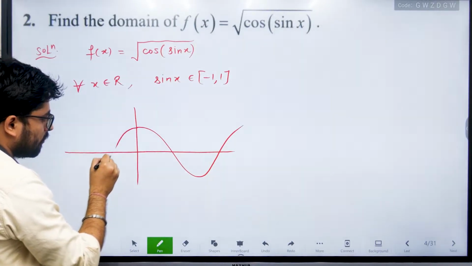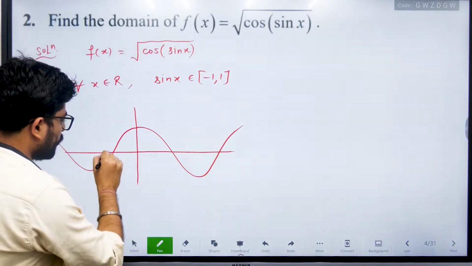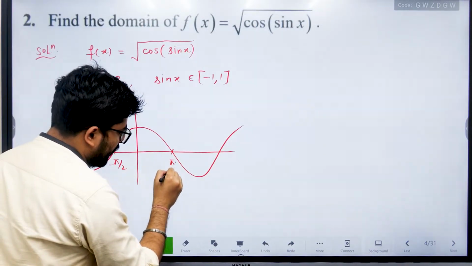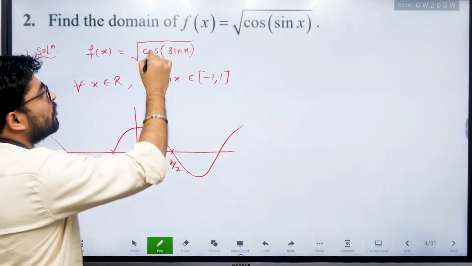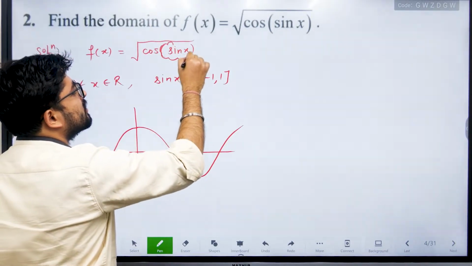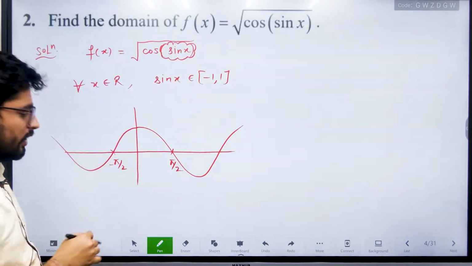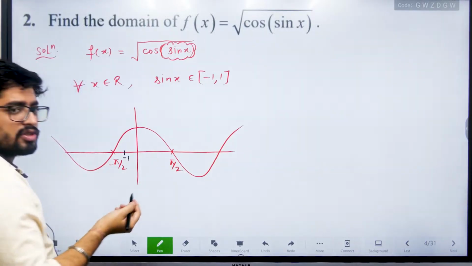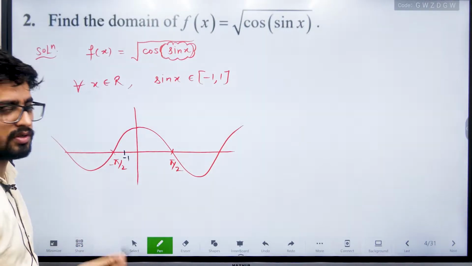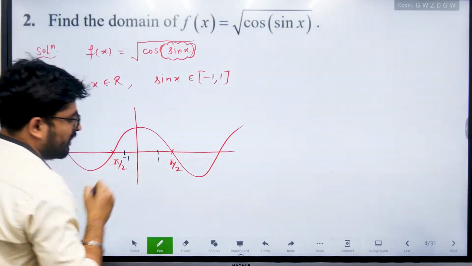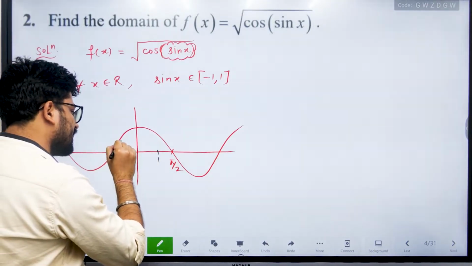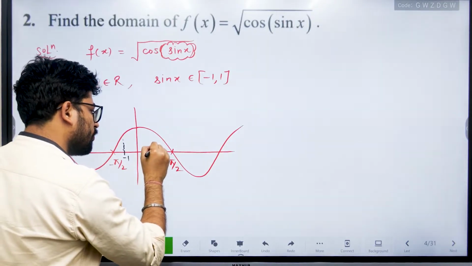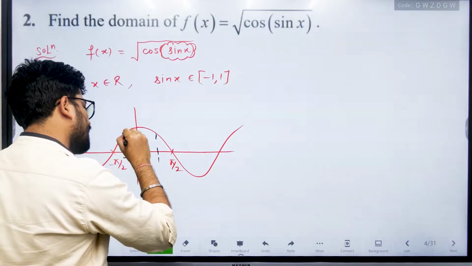Similarly here, you know that this value is minus pi by 2, and this value is pi by 2. So you know now the input, that is sin x, can take values from -1 to 1. So -1 is somewhere here, because pi by 2 is 1.57 approx. So 1 is somewhere here. So if you observe the graph from -1 to 1, this is your graph.